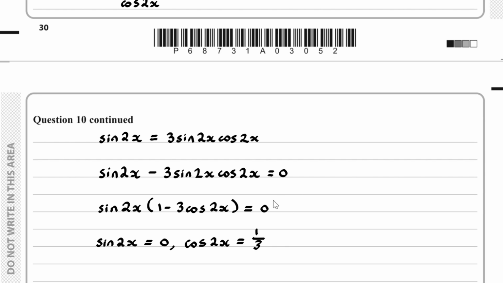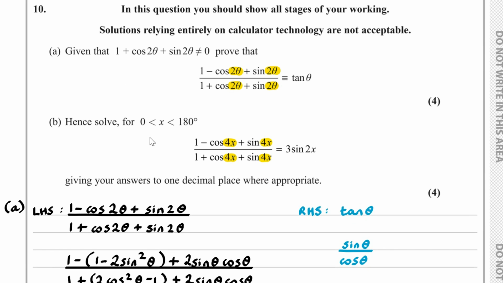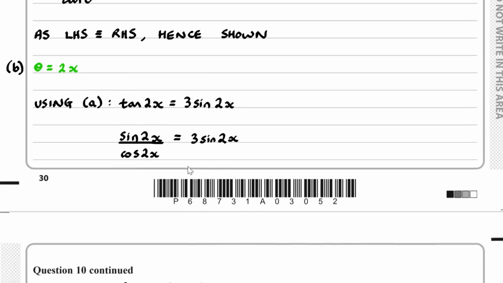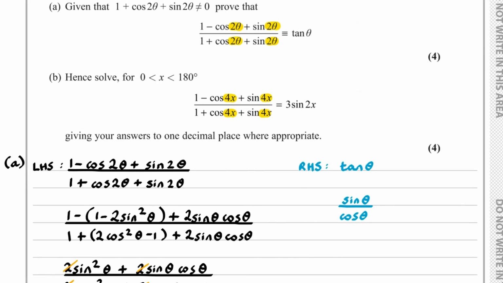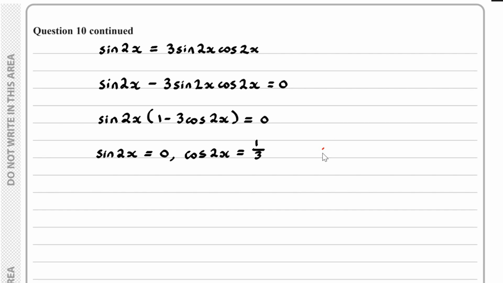Now, we are only solving in between 0 and 180 if we take a look at this domain. So, first thing we will do is change the domain. So we've got 0 being less than 2x being less than 360.